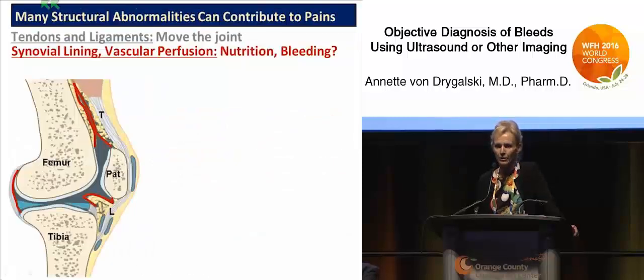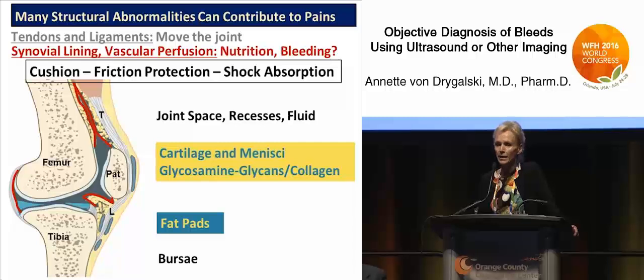So let's stick with the knee for a moment and ask ourselves about all the many structural abnormalities that can actually contribute to pains outside of bleeding. Well, we start with tendons and ligaments here. They move our joints. And then we have the synovial lining here in red. It's just a 1 to 3 cell layer in non-pathological states that contains a lot of vessels, which affords vascular perfusion and thereby nutrition to the joint space and to the cartilage. It's also believed that bleeding originates from there, especially in childhood, but we don't know for sure.